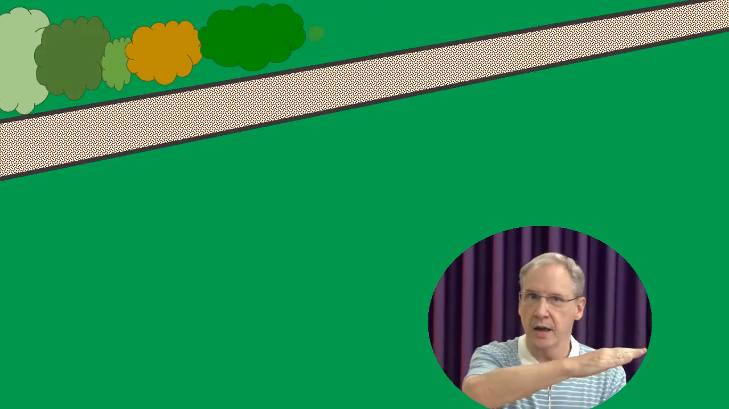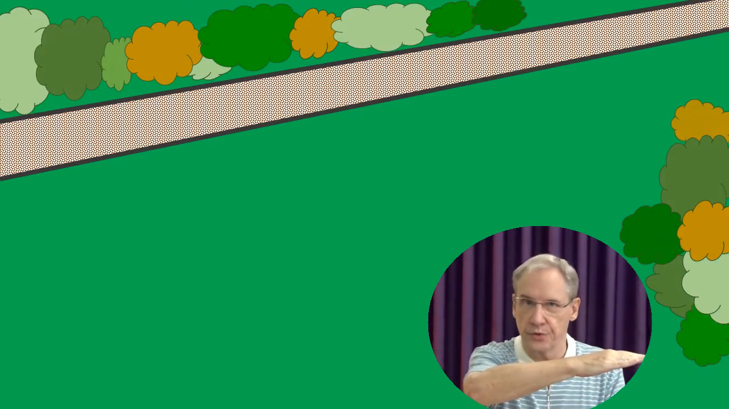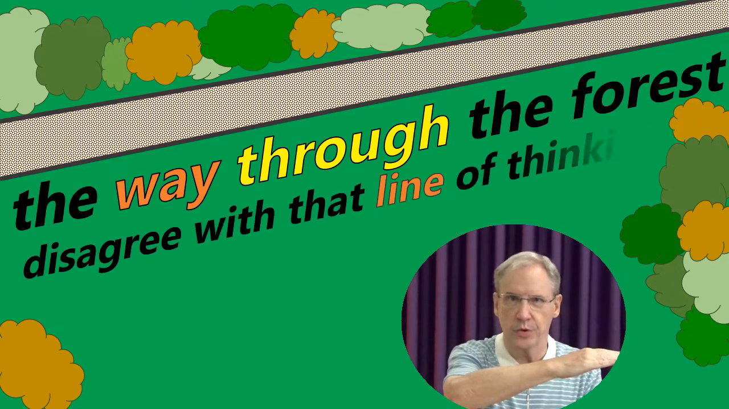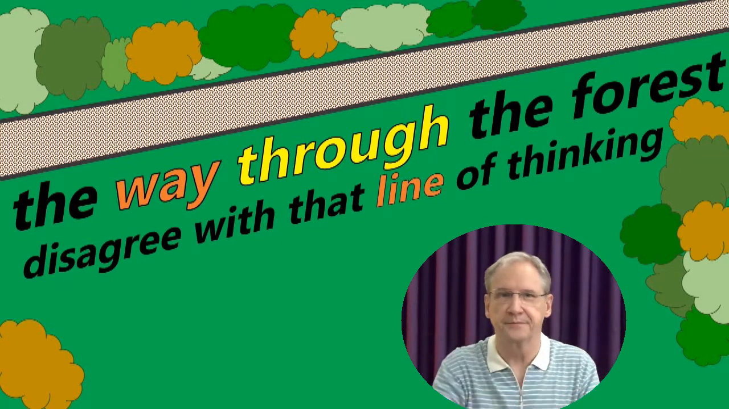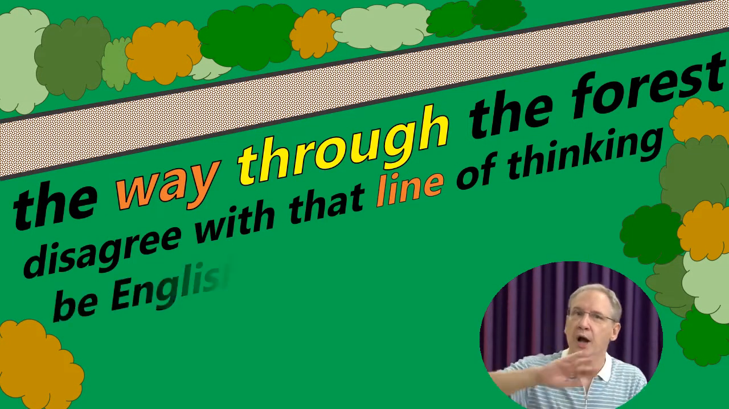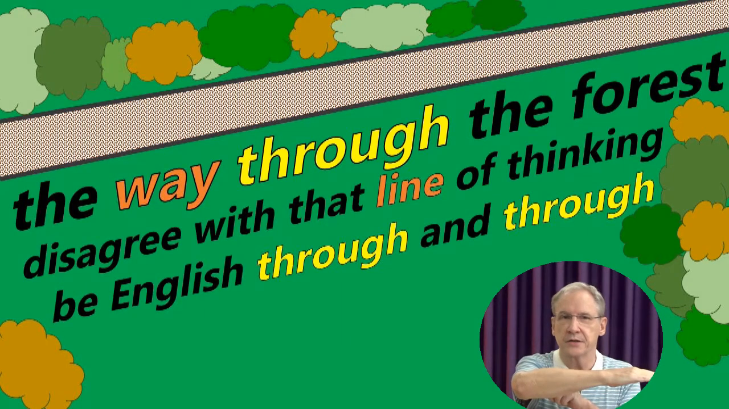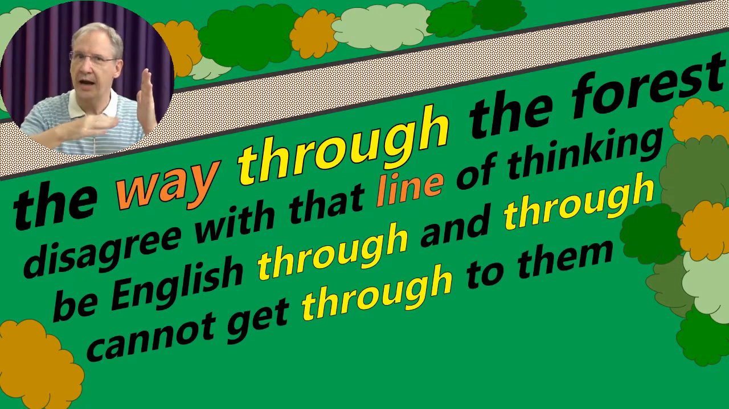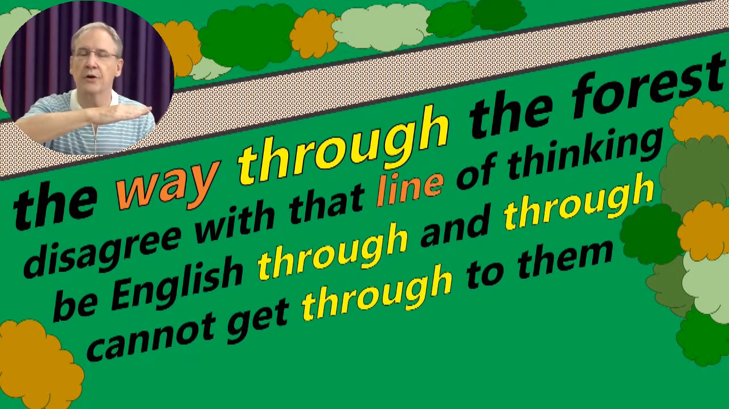Before I give Chinese examples, let's look at the English word way and its logical associations, which will help explain a very similar sentence development in Chinese. In English, we can take the way, the road, that cuts through the forest. I disagree with that line of thinking. In other words, I disagree with that way of thinking. He's an Englishman, through and through, meaning from his head all the way down to his toes. I cannot get through to them. I cannot find a way to penetrate their wall of resistance.